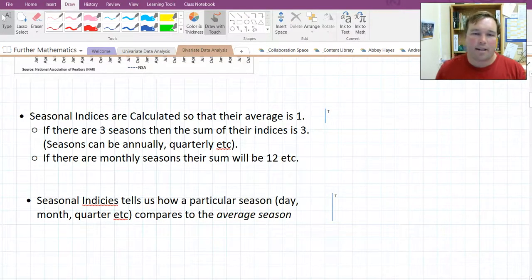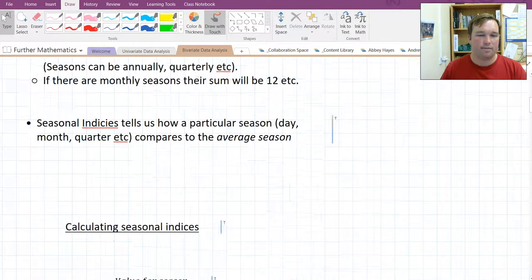Seasonal indices are calculated so their average is 1. If there are 3 seasons in a year for some reason, then the sum of their indices is 3. If there are monthly seasons, then their sum will be 12. A seasonal index tells us how that particular season compares to the average season.